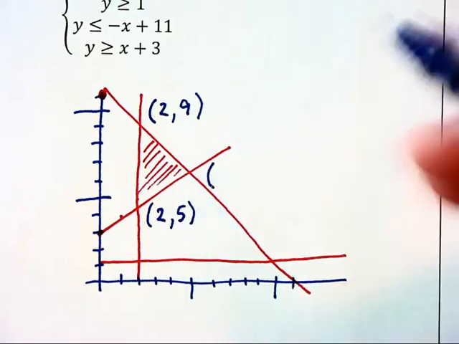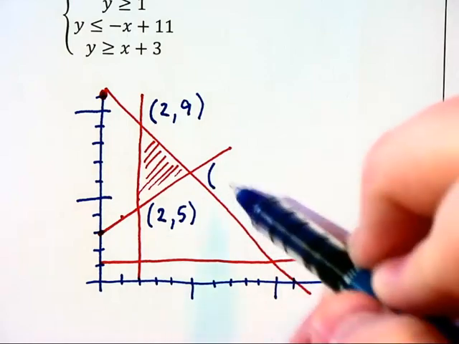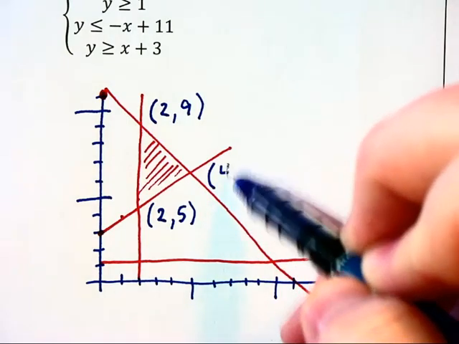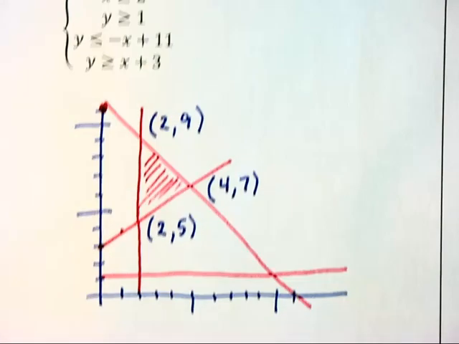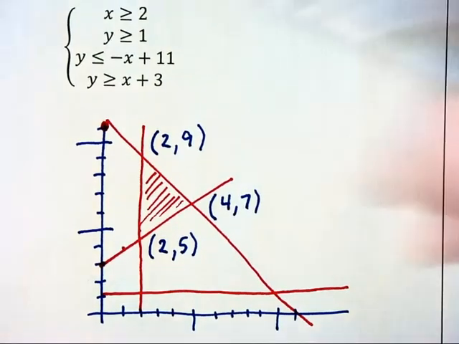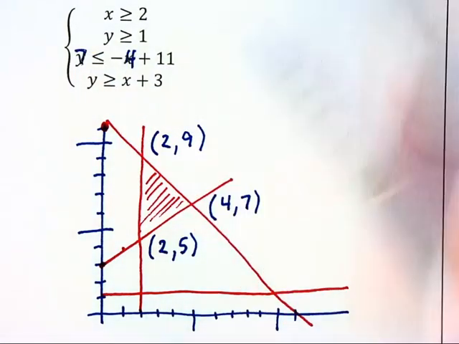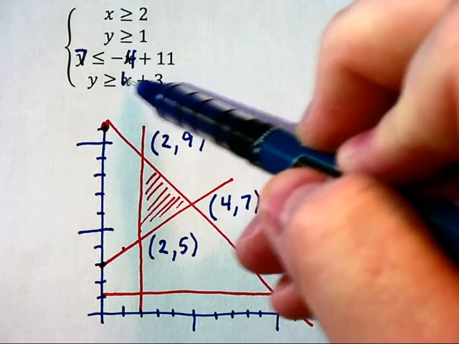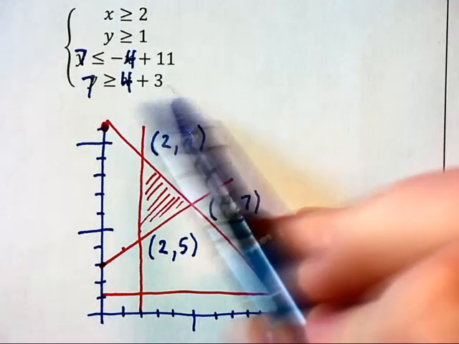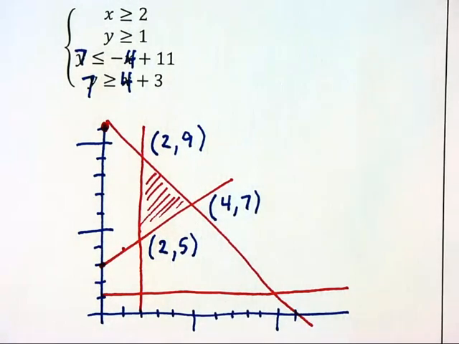Now we need to find this point here, and if you eyeball it and guess 4 comma 7, you'd be right. If you were not at 4 comma 7, you'd want to check those values. Let's substitute in 4 and 7 and see if that equation makes sense. Negative 4 plus 11 makes 7, and 4 and 7 there. 4 plus 3 makes 7 there. So we have our 3 vertices.